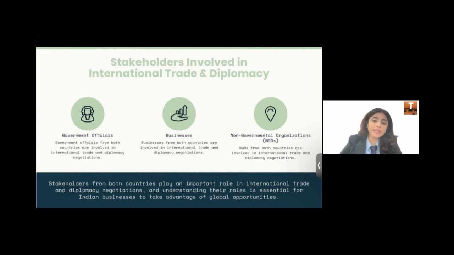Fifth is academia and think tanks. They provide intellectual inputs and do research and analysis on international trade and diplomacy. They contribute to policy discussions, provide expertise on trade-related issues, and conduct research to inform decision-making. They also have groups of scholars and researchers who collaborate with the government and international organizations to shape trade and diplomatic strategies.